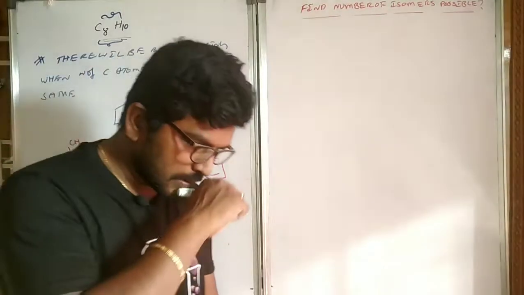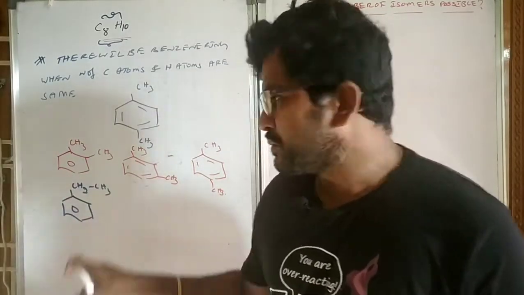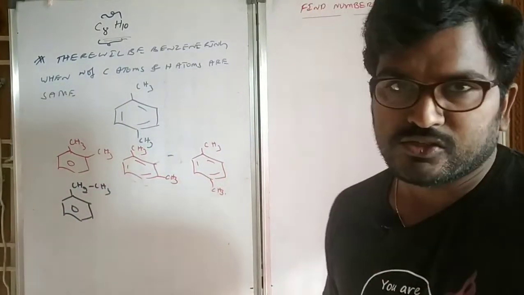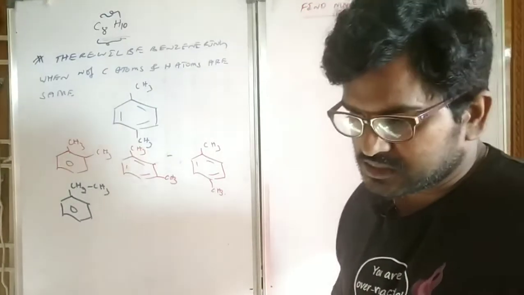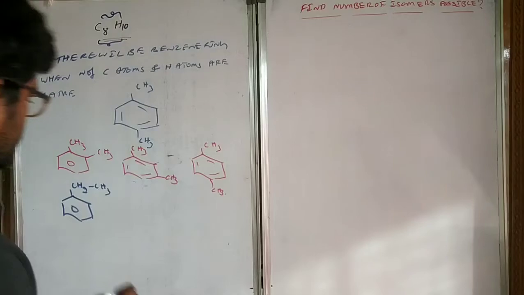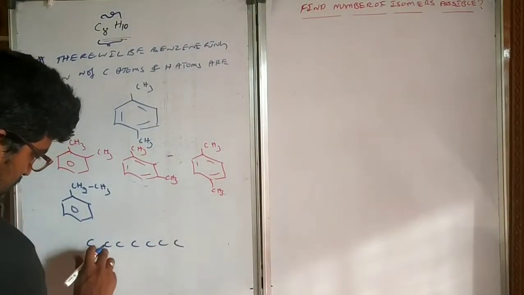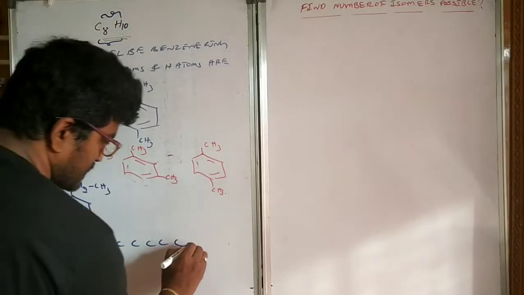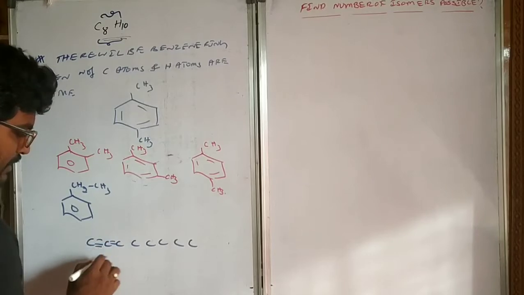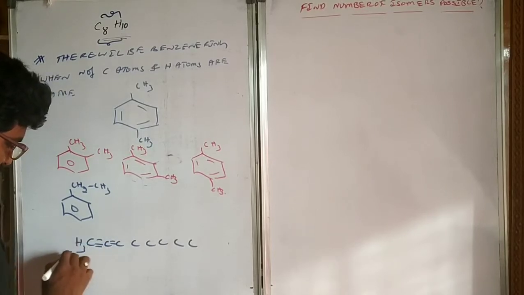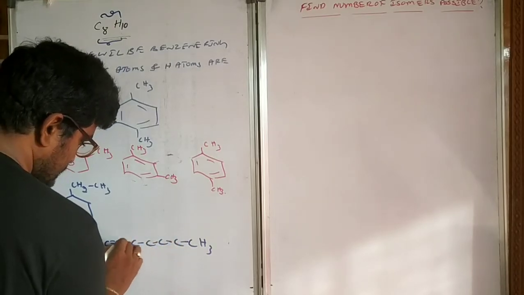In aromatic compounds, you have to see the functional group present in them. After that, chain isomers. After that, positional isomers we will be writing. And you can write an open chain structure also for this compound like this: C, C, C, C, C, C, 1, 2, 3, 4, 5, 6, 7, 8 will come. You can put triple bonds between them. Here you can write CH3. Here you can write CH3.